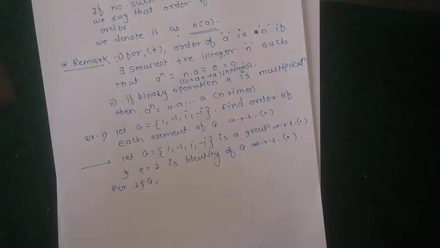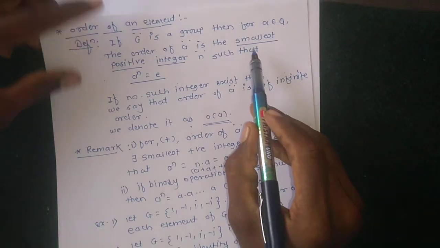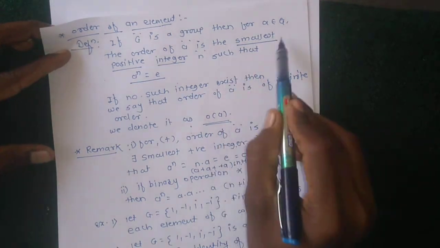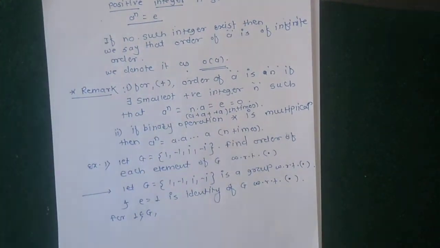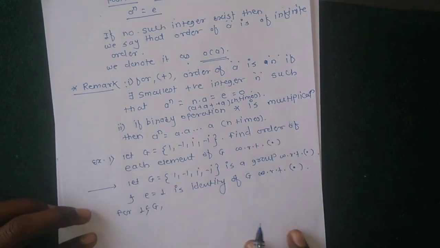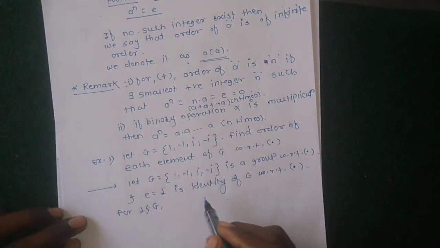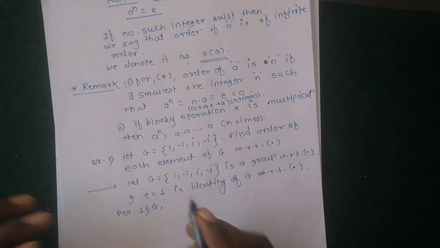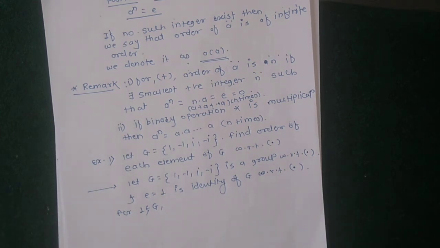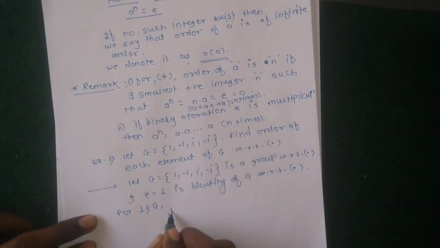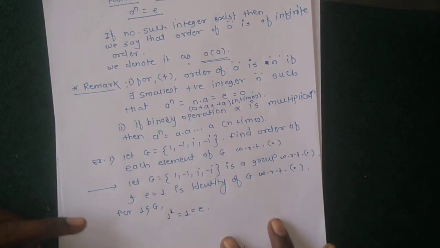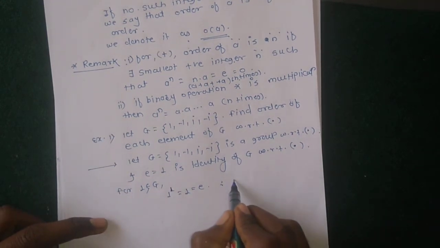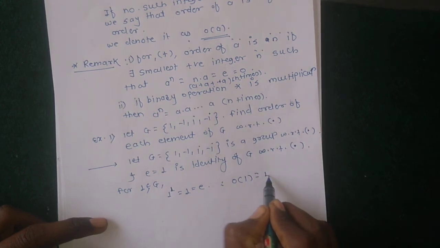This is a very important word in this definition: smallest positive integer. We have to find the smallest positive integer n such that a raised to n equals the identity. Here the identity element is 1. For 1, 1 raised to 1 is 1, and 1 is the identity. Therefore, the order of 1 is 1.